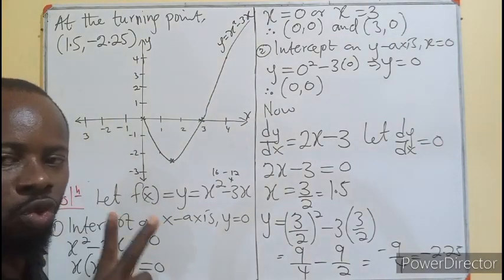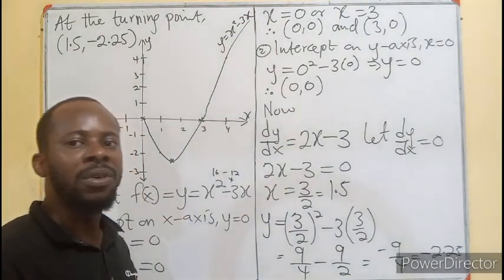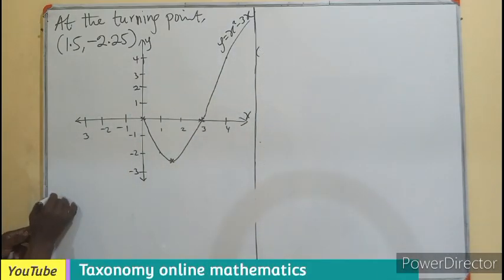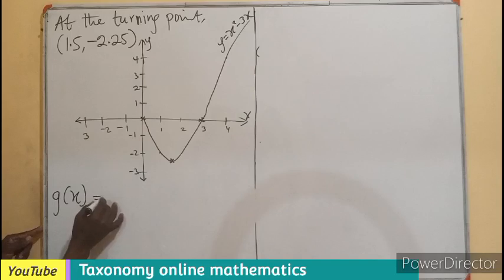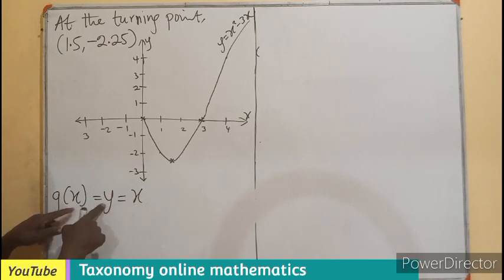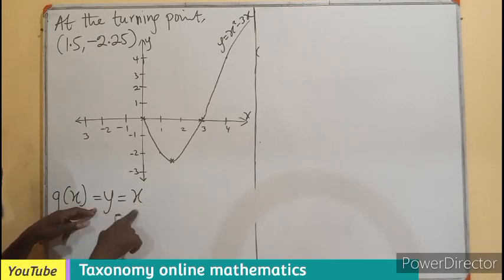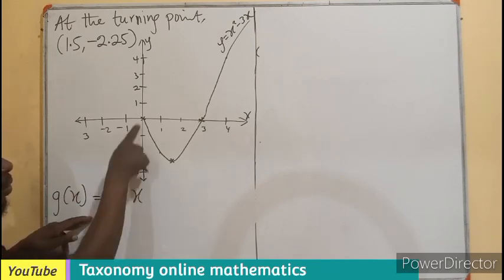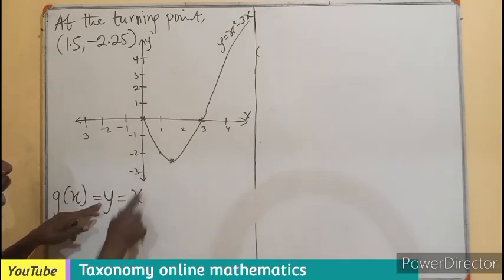Don't forget we are having two equations, f of x and g of x. Well, we know that our g of x is equal to what? Let's say y equals x. This is equal to this. It means y is also equal to this. This is a straight line. So let's just say x is 0, y will be 0 here. X is 1, y will be 1.